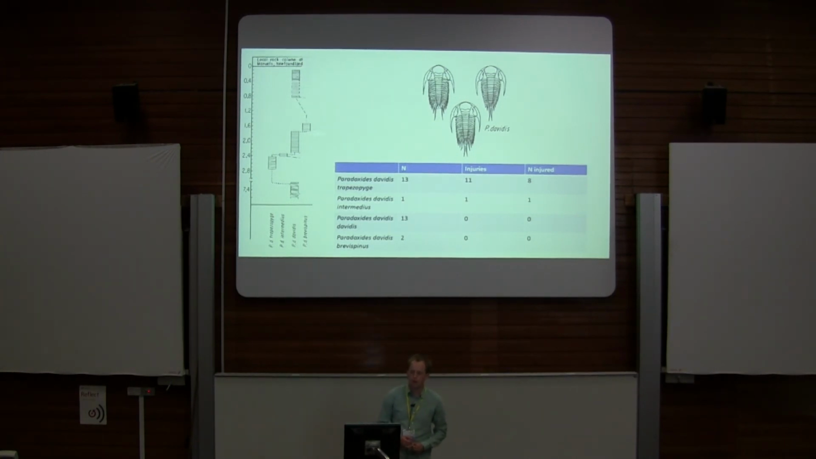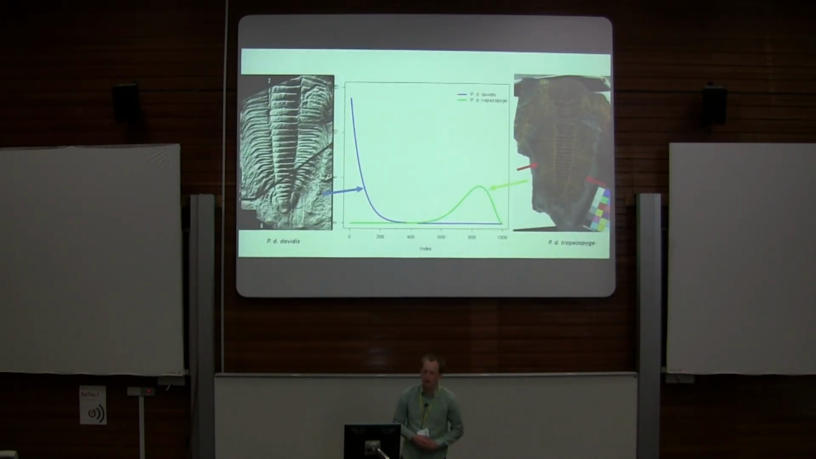Whether it's the morphology of the trilobite that makes a difference, if you just look at the shape of their pygidiums, that's how you tell them apart. So the fact you've got this tiny pygidium changing shape is almost certainly not affecting the amount you get bitten. But we can see that the trapezopig gets bitten far more often than the Davidus, even with our small sample size.